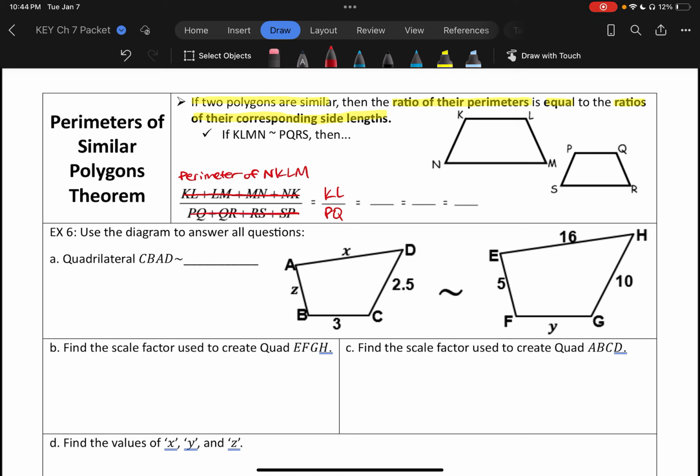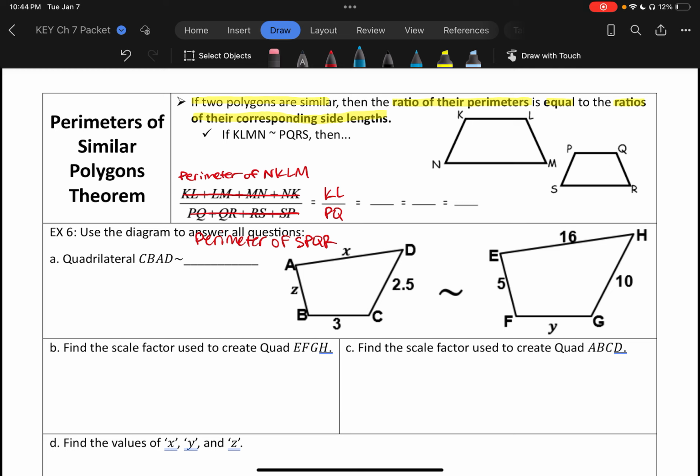This right here is the perimeter, and I'm going to erase this in a little bit so it doesn't get in the way later, but this is the perimeter of SPQR. So the ratio of the perimeters is equal to the ratio of the corresponding sides, right? We can understand that if two polygons are similar, then all of the corresponding sides are proportional, and that would apply to the ratio of the perimeters as well.